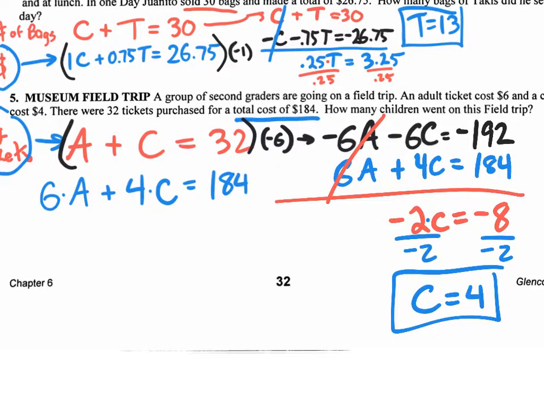Okay, well anyways, they're asking for how many children went. 4. You don't have to find out how many adults. If you did want to find out how many adults, you simply take the 4, plug it back in, find out how many adults, right?